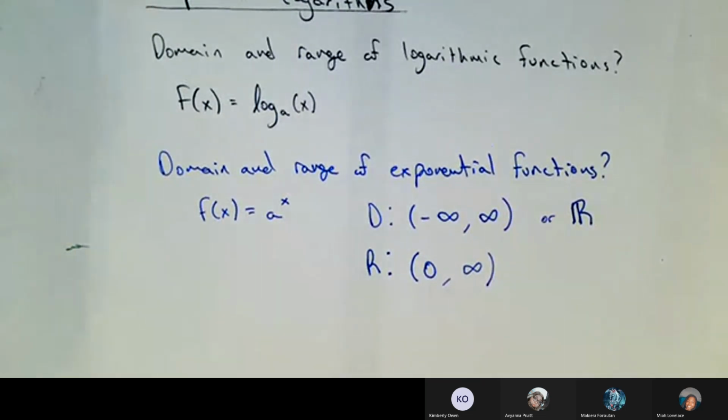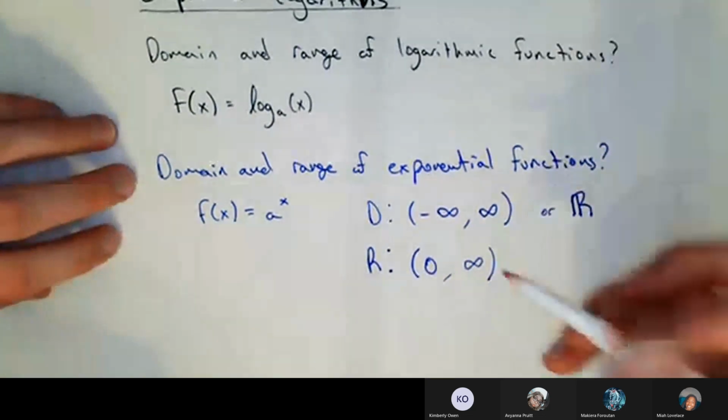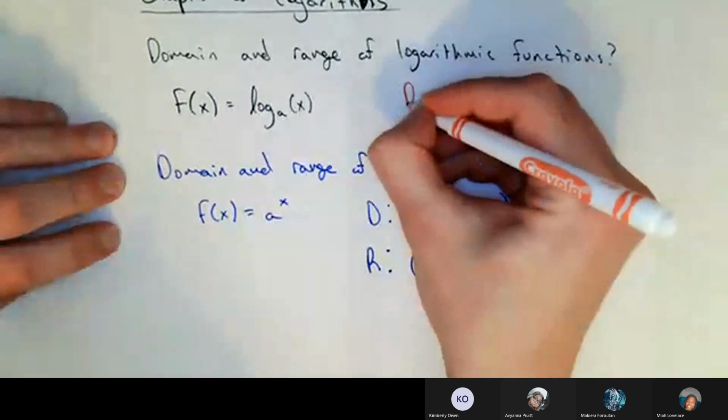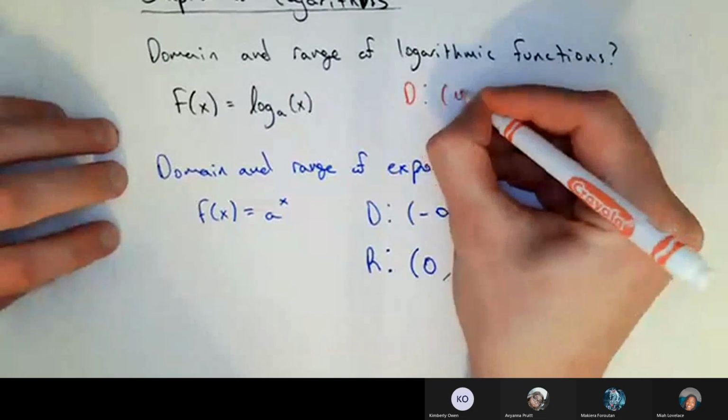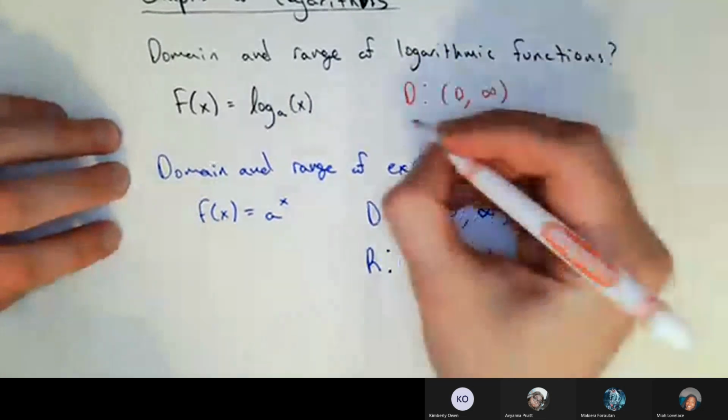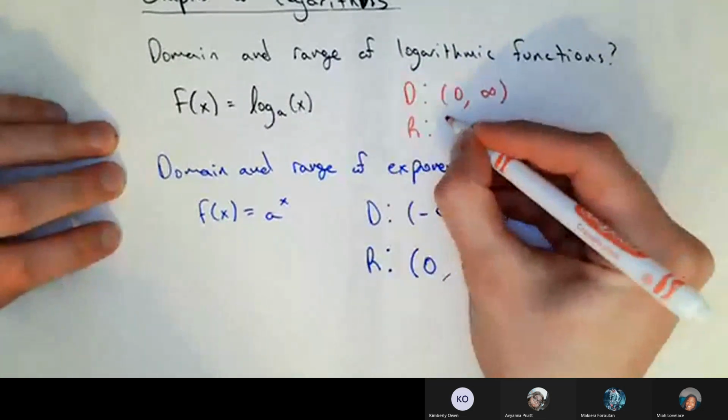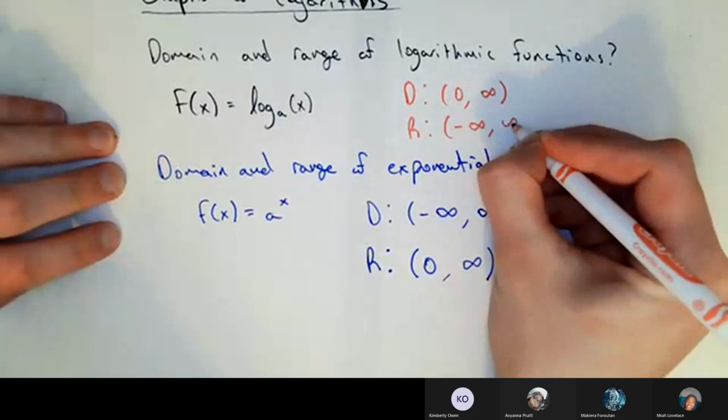Okay, so that means the domain and range of logarithmic functions, we're just going to swap these. So I'll say domain must be 0 to infinity, and range must be completely unbounded.